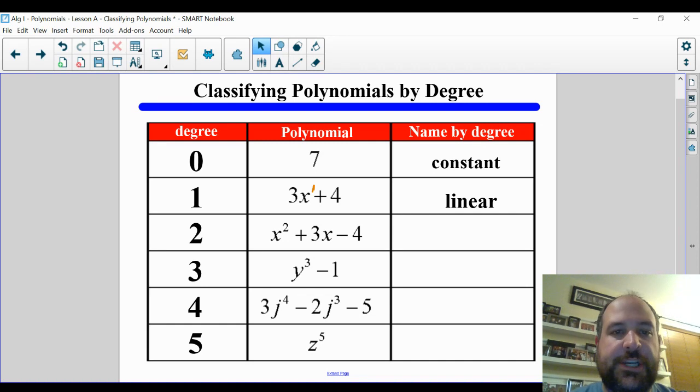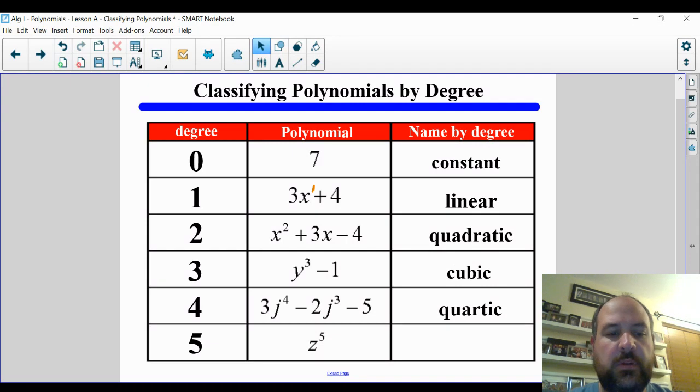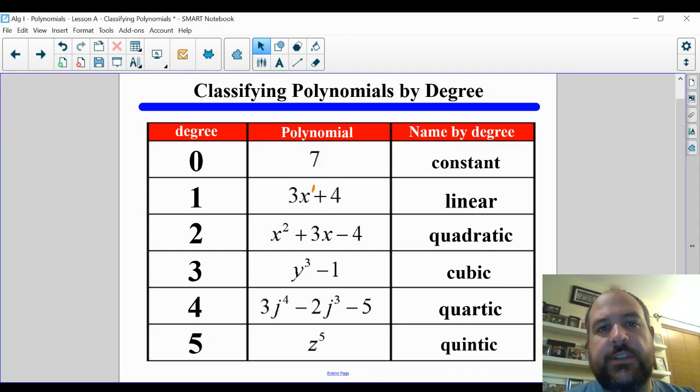When we see degree 2, this is something you'll talk about a lot more next year in Algebra 2. This is a quadratic polynomial. When we get to degree 3, the largest exponent there, y cubed minus 1, that is a cubic polynomial. If it's degree 4, like we have the 3j to the 4th minus 2j to the 3rd minus 5, that's degree 4, so that's a quartic polynomial. And degree 5 is a quintic polynomial. So those are our classifications based on degrees.